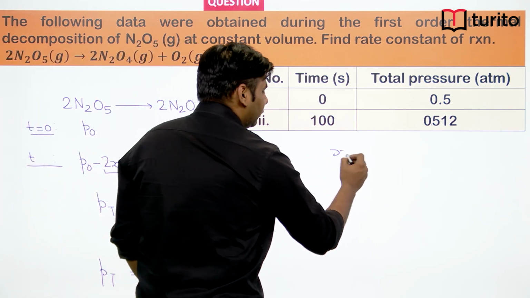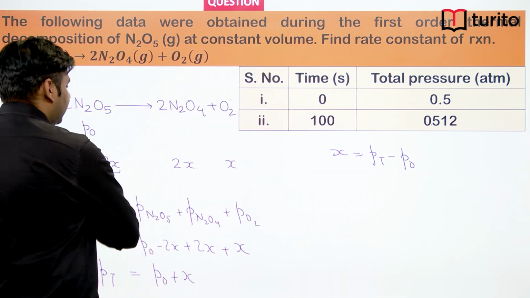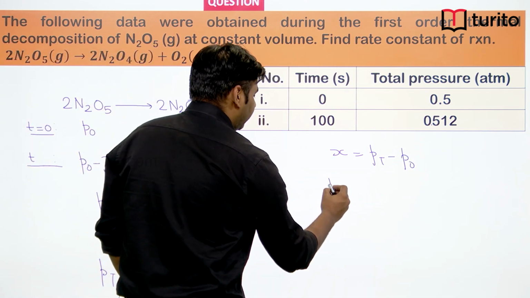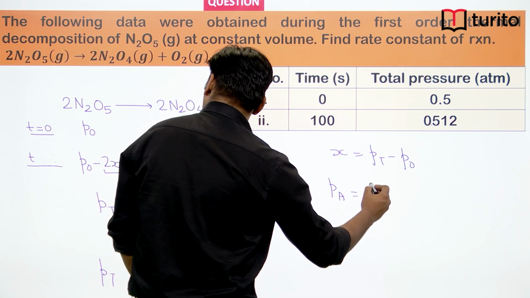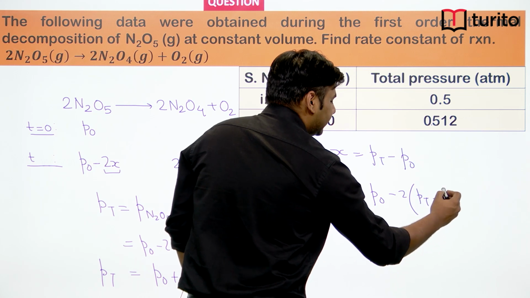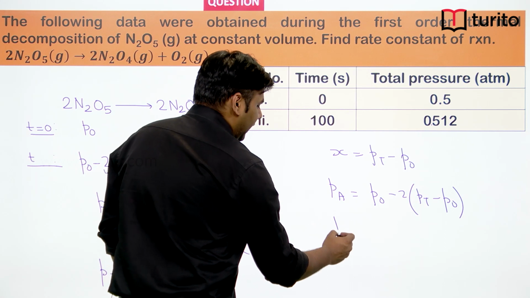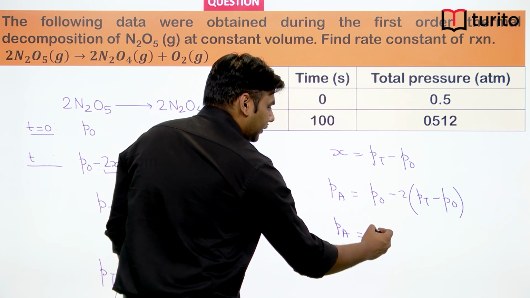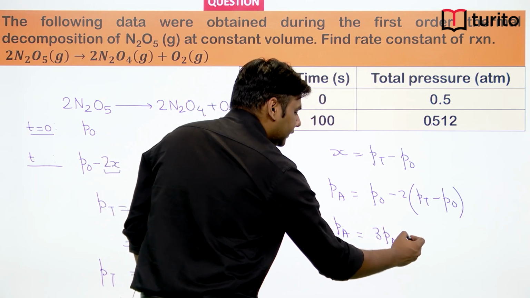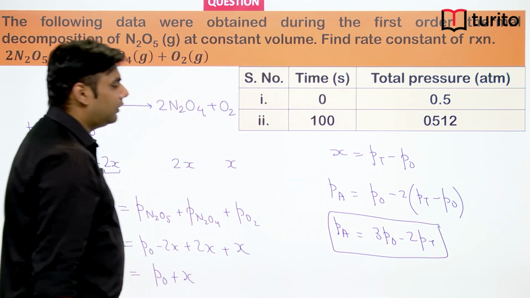So x in this case would be PT minus P naught. So the final pressure of A at time t would be P naught minus 2x. So we'll just write x as this. Okay, so we'll get PA as 3 P naught minus 2 PT. Okay, I hope this is clear to everyone.